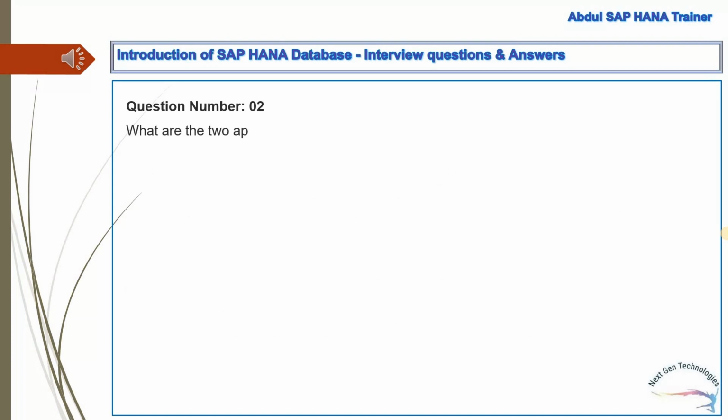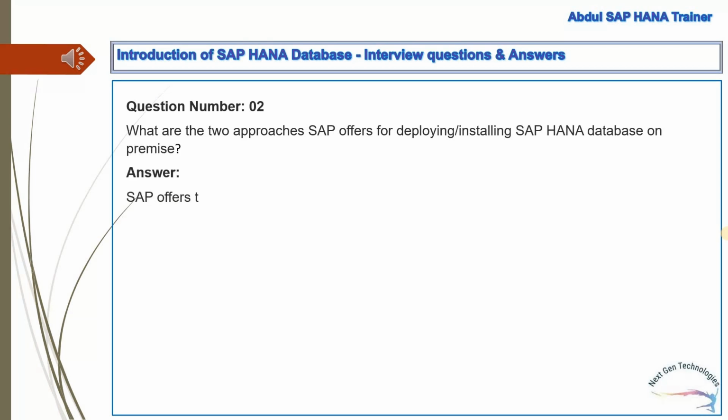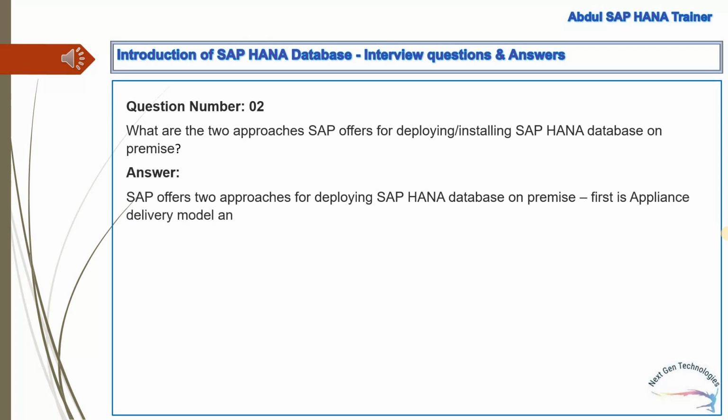Question number 2. What are the two approaches SAP offers for deploying or installing SAP HANA database on-premise? Answer. SAP offers two approaches for deploying SAP HANA database on-premise. The first approach is the Appliance Delivery Model and the second approach is the Tailored Data Center Integration (TDI) Delivery Model.